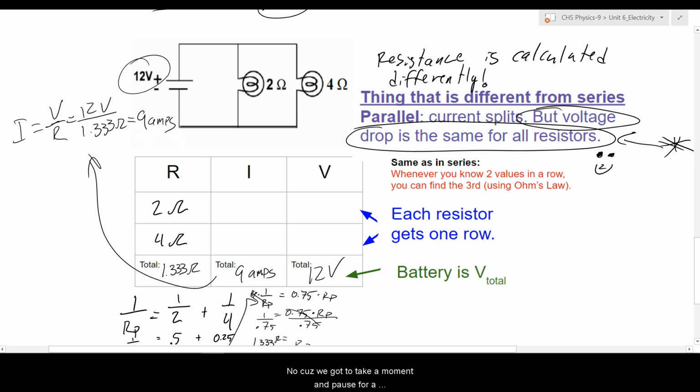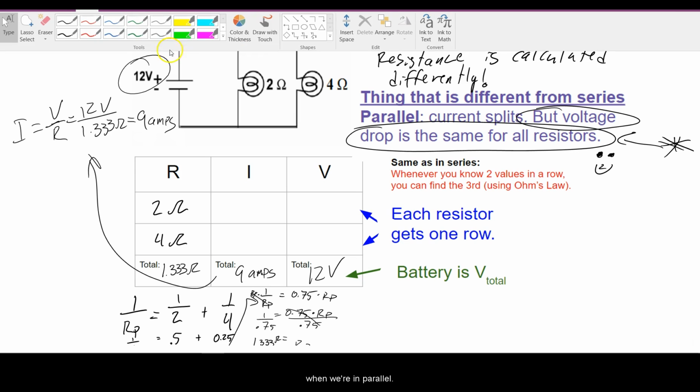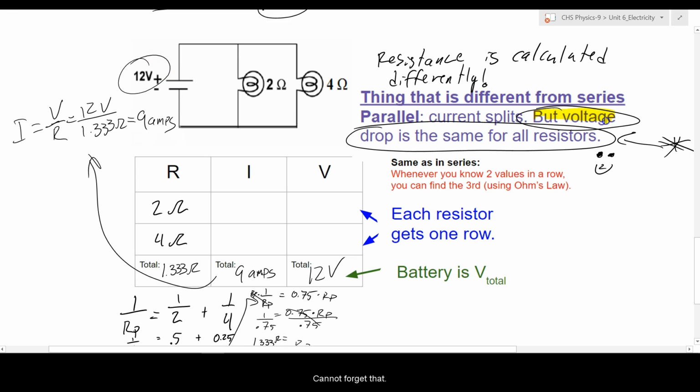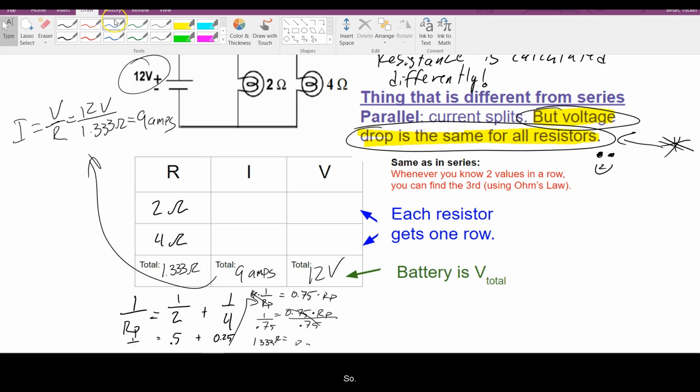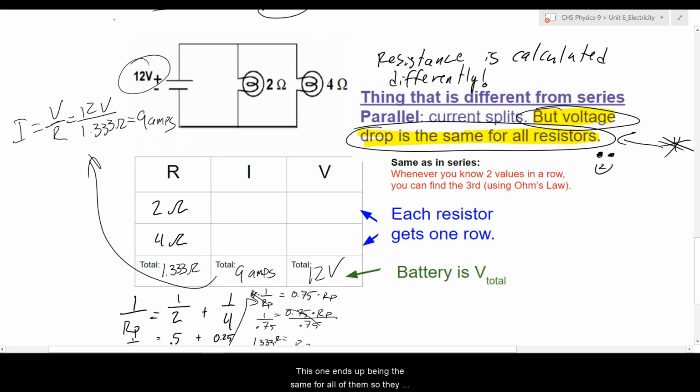Okay, now this is where you've got to take a moment and pause for a second, because if we were doing a series calculation, we'd say, oh, all the current is the same, so it would be 9 for everybody. But that's not true, right? Remember, voltage drop is the same for all resistors when we're in parallel. Cannot forget that. So we've got to make sure that we keep our series and parallel circuits separate. So this one ends up being the same for all of them. They all have 12 volts of potential.